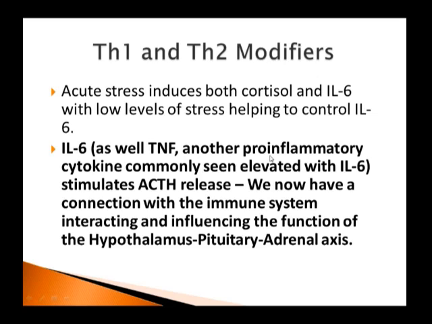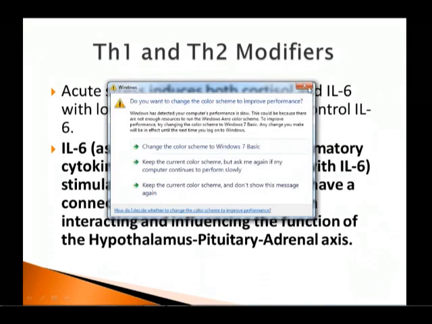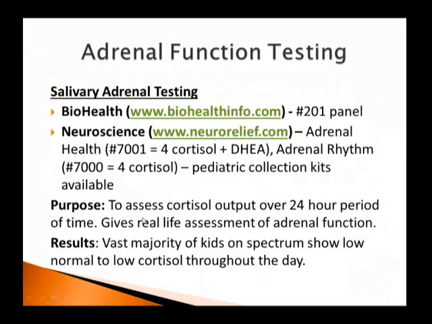Interleukin-6, and by the way, interleukin-6 is one of these things called a pro-inflammatory cytokine, stimulates ACTH. ACTH is coming from the brain. We now then have a connection between the immune system and the brain, the pituitary, and the adrenals. And this is something that is clearly going on with children on the autism spectrum.